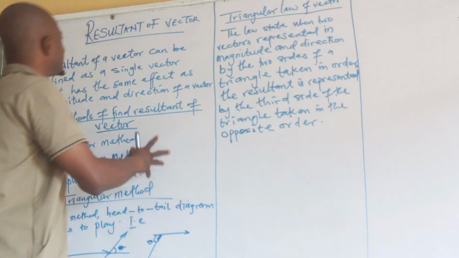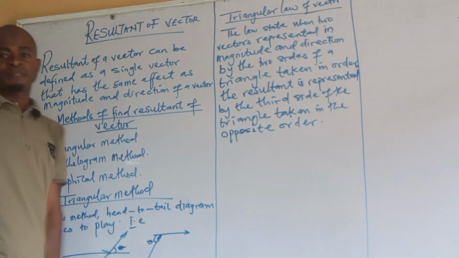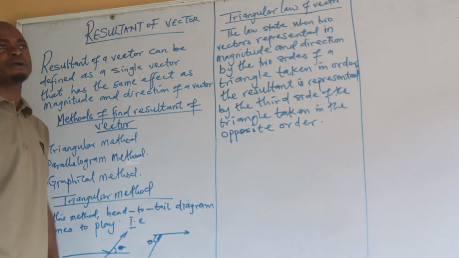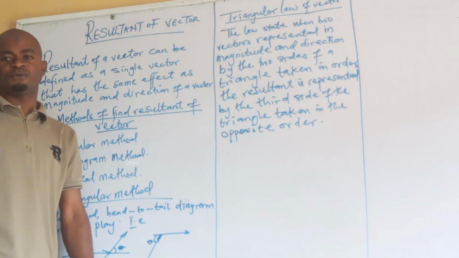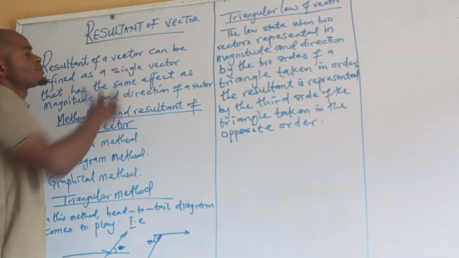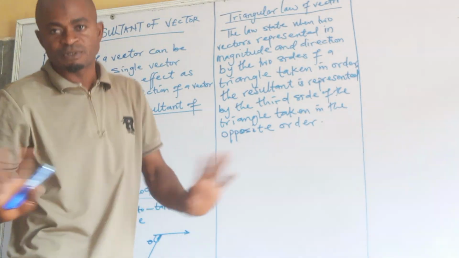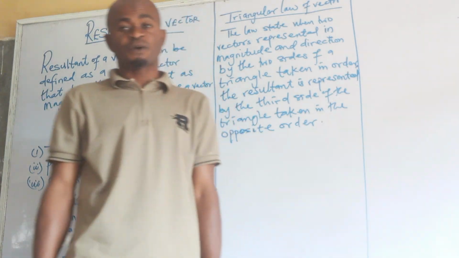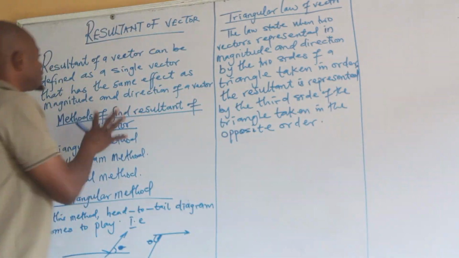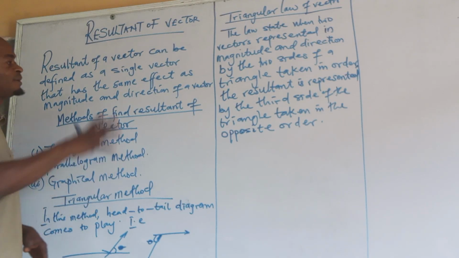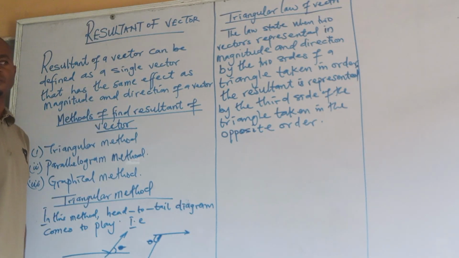Let us try to understand what a resultant force is. When we are talking about resultant force, resultant of a vector. A vector is a quantity that has both magnitude and direction. That is a vector. Now, today, the question is how to find the resultant of a vector.